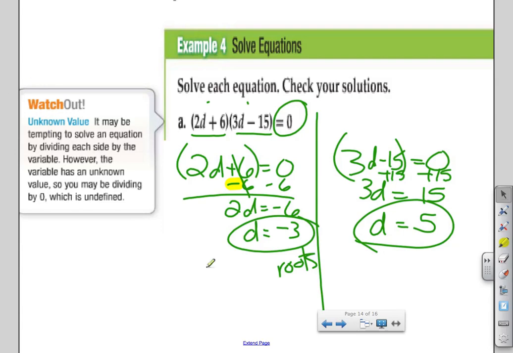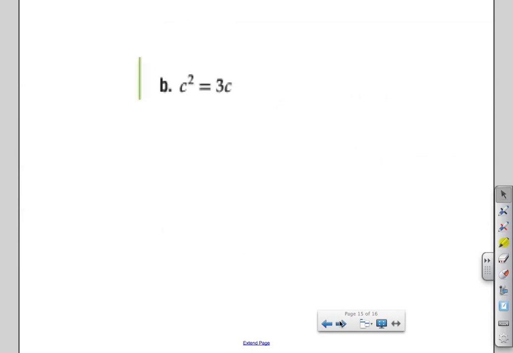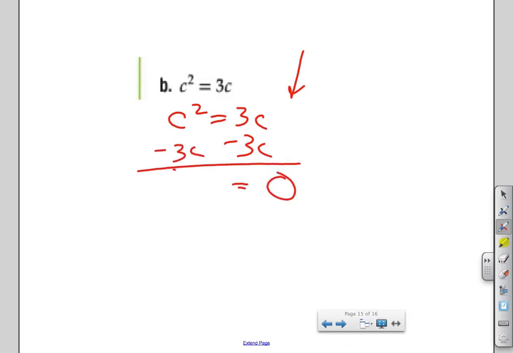Let's try one more thing here. Another example: c squared equals 3c. Okay, in this case, we have c squared equals 3c. Well, it's not equal to 0, but we could make it equal to 0, couldn't we? We could subtract 3c from both sides, right? I always tell you never do this. Well, guess what? We're actually going to do it now. Watch this. c squared equals 3c. I want 0 over here, so I'm going to subtract 3c from both sides, and I'll get 0 equals c squared minus 3c.